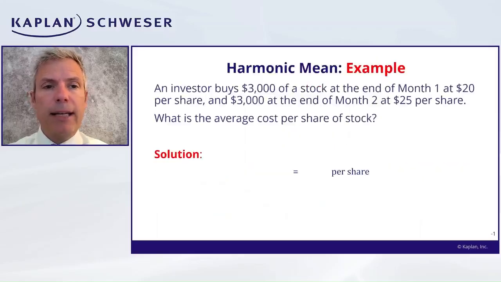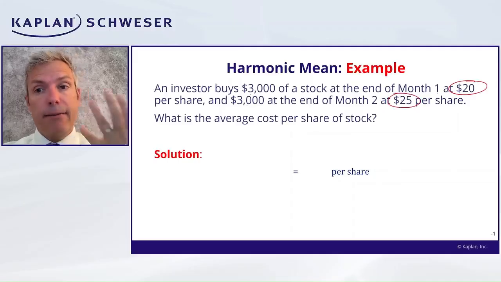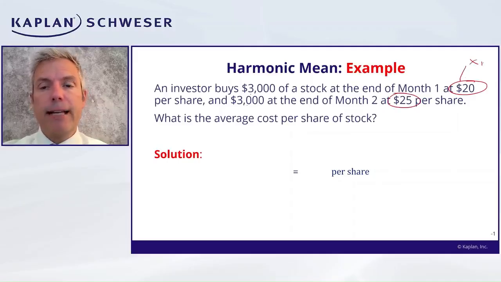So let's have a look at the harmonic mean in action. An investor buys $3,000 of a stock at the end of month 1. That's not actually that important. What's important is that they spend an equal amount of money, which they do, and how many times they do it and at what prices. Because our prices are the X values. So our first price, X1, is 20. Our second price, X2, is 25. And obviously we're deriving from this that there are 2 transactions, so N is 2.